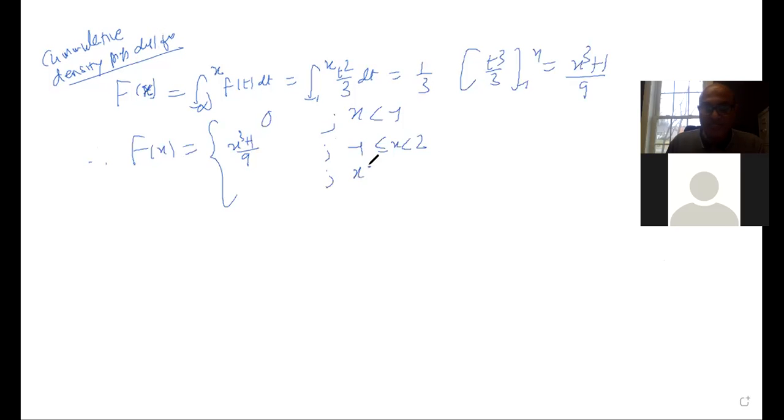And if I take x greater than or equal to 2, the value has to be just equal to 1, because it is cumulative. If you add this one, whatever you get, you can add over here, and that value must be equal to 1.